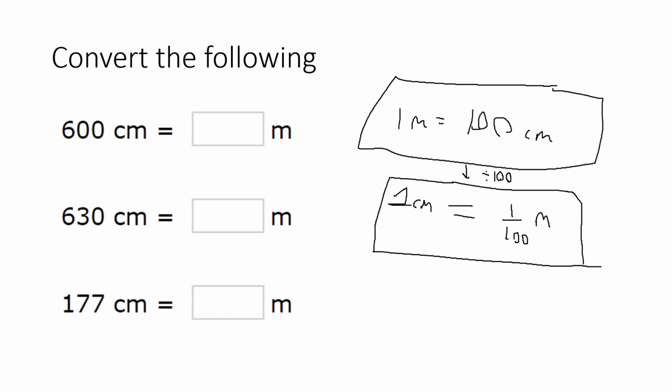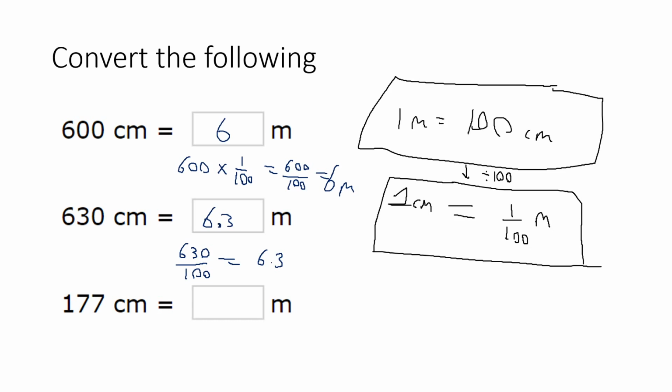So now all we need to do is use that ratio. So 600 times 1 over 100. Well, that's just going to be 600 over 100, which is just equal to 6 meters. Yeah? Same with 630. We do 630 divided by 100. And that's just going to be 6.3. Yeah?